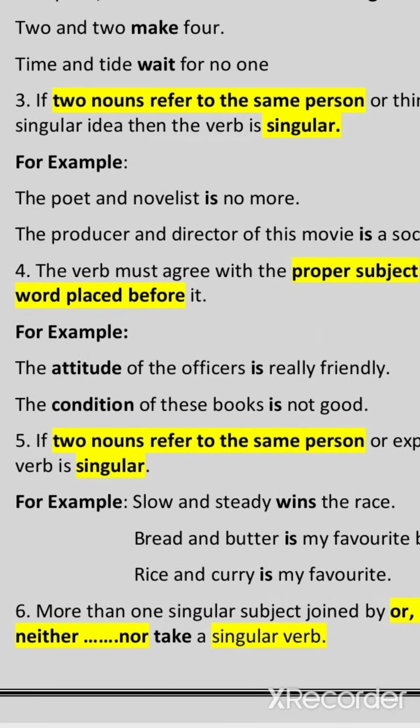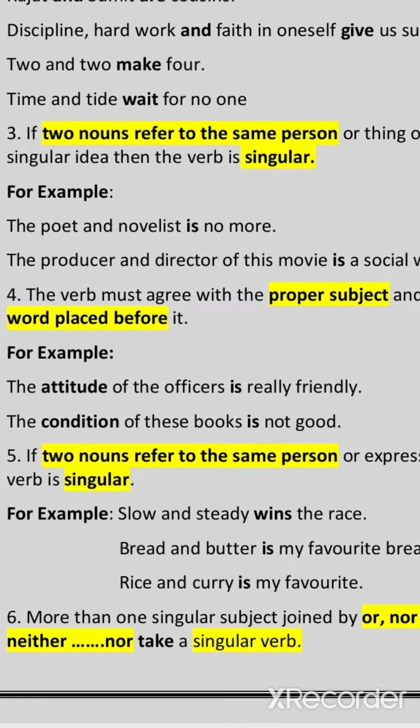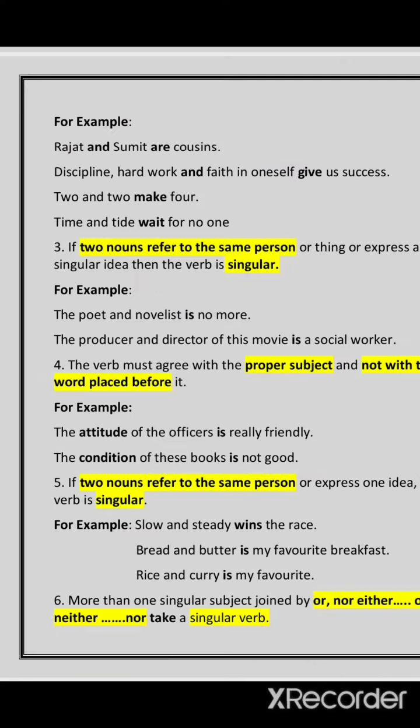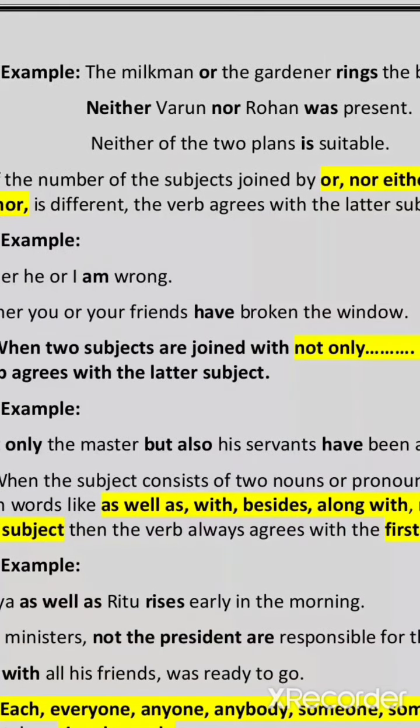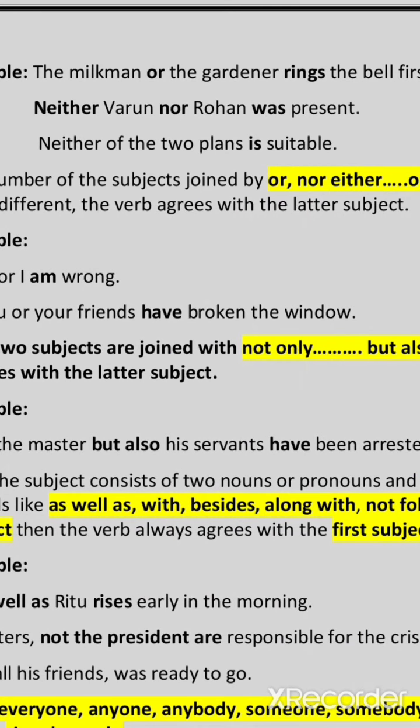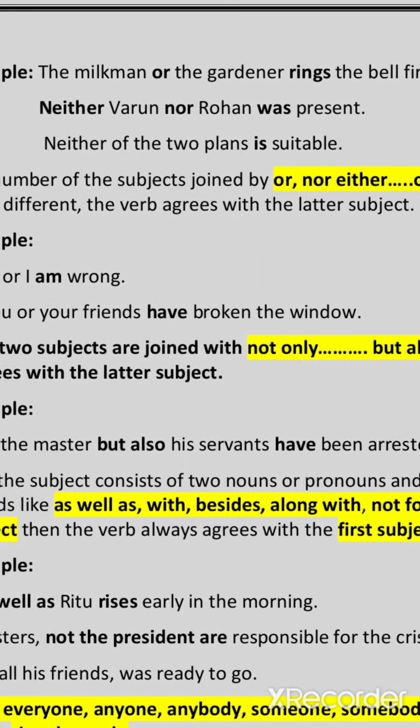Now the next rule is: more than one singular subject joined by or, nor, either or, neither nor, takes a singular verb. Children, with words like or, nor, either or, neither nor, we use a singular verb. Now let's see the example. The milkman or the gardener rings the bell first.